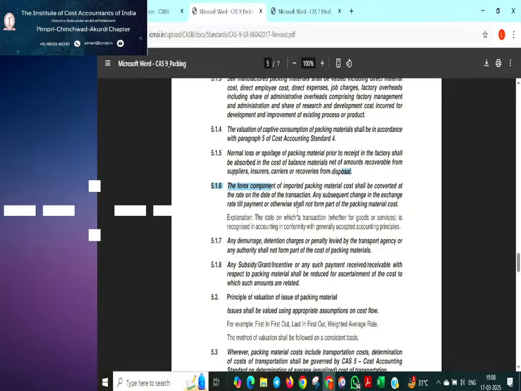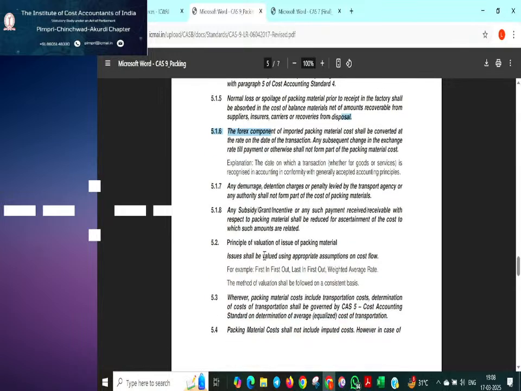So let them give forward rate, let them give options or whatever may be the case, that is the date of transaction which will come into existence. Demurrage, detention charges, penalty is always excluded. This will form part of reconciliation between profit and loss as per costing records and profit and loss as per financial records. Any subsidy, grant, incentive, that needs to be adjusted.